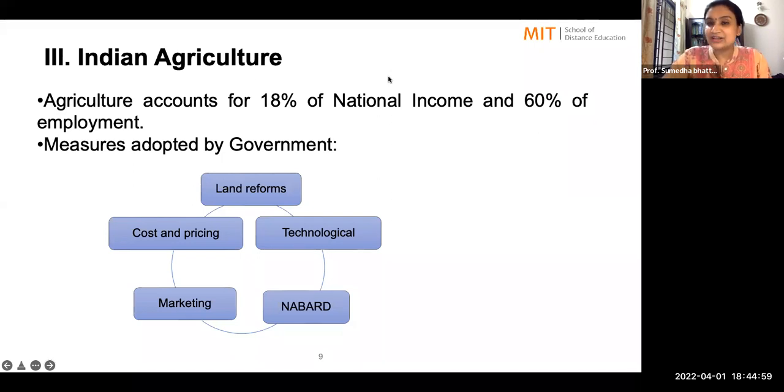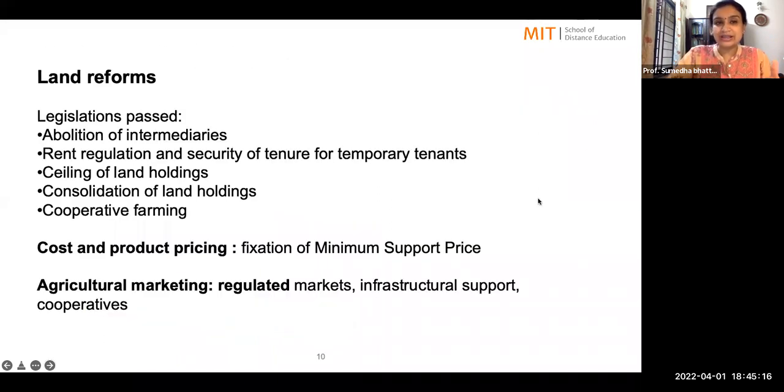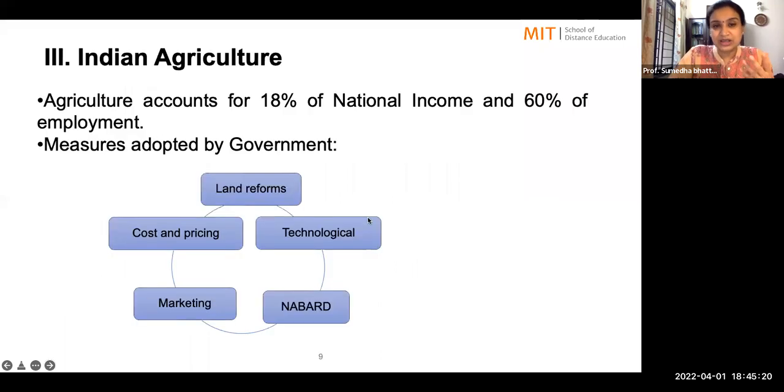That is why providing security of tenancy is another legislation that is passed by the government. Coming to technological reforms, Green Revolution is the biggest example, where we started using high-yielding varieties of seeds and more inputs of irrigation, and all these were used in order to increase the productivity. So that comes to technological. NABARD and the next set of topics we are going to take in the forthcoming, the next set of slides.